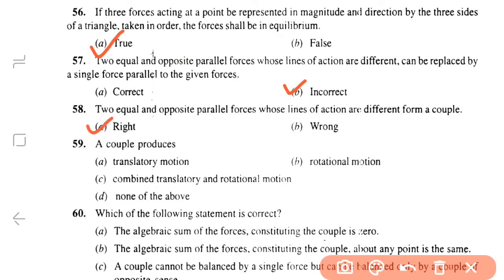Okay, now next is question 59. A couple produces. Here options are translatory motion, rotational motion, combined translatory and rotational motion, and option D is none of the above. Here option B is the correct answer, that is rotational motion.